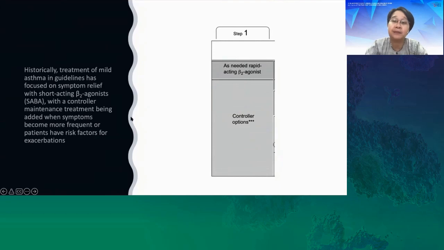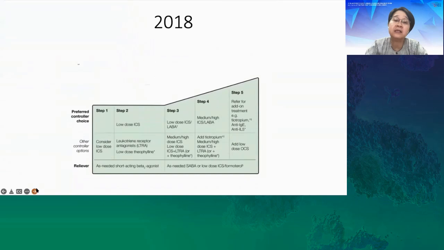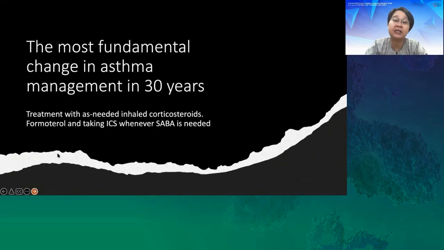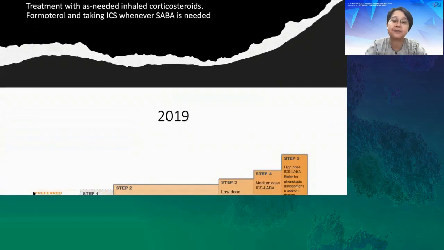As needed rapid acting beta-2 agonists. But over the years, in 2008, based on papers which I'll share later, other control options have come into play. So they actually say consider low dose ICS in the year 2018. And in the year 2019, there was the most fundamental change in asthma management, where treatment in step 1 now favors as needed inhaled corticosteroids together with formoterol whenever SABA is taken.